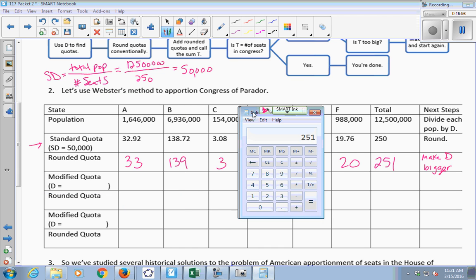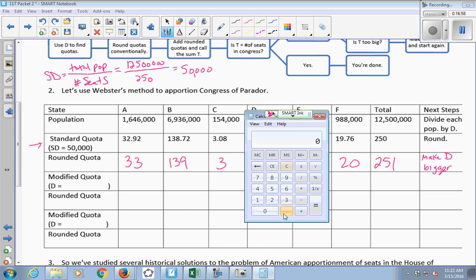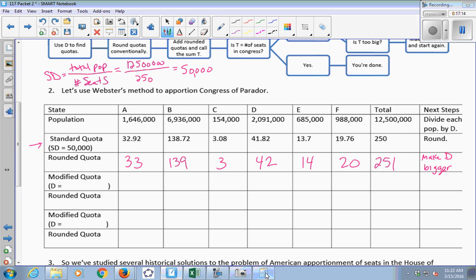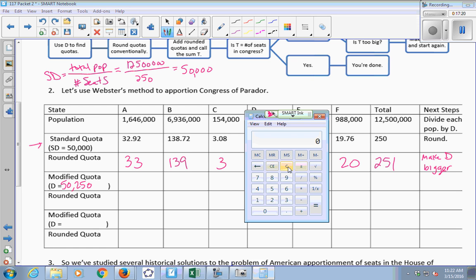So what's 0.5% of 50,000? Let's see, 0.005. That's 0.5% times 50,000 is 250. So I just need to make it bigger by 250. So let's try 50,000, 250. And I got to start again. Go to your original population size, divide by your new divisor.